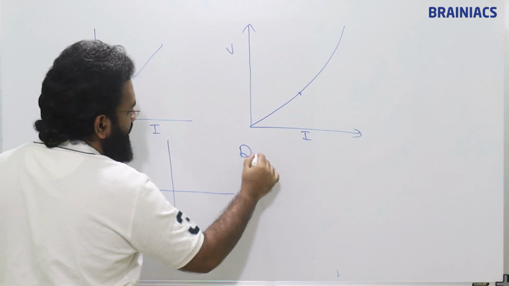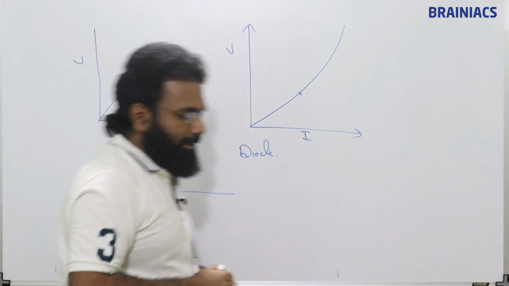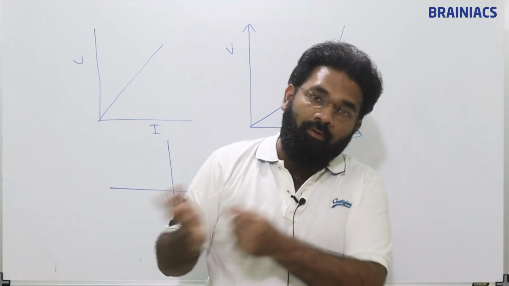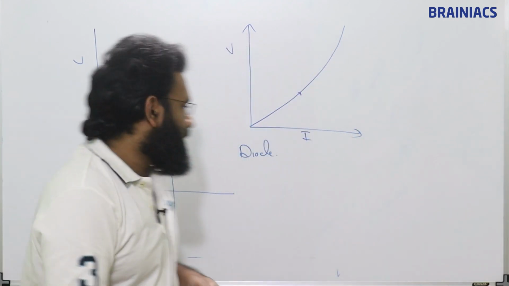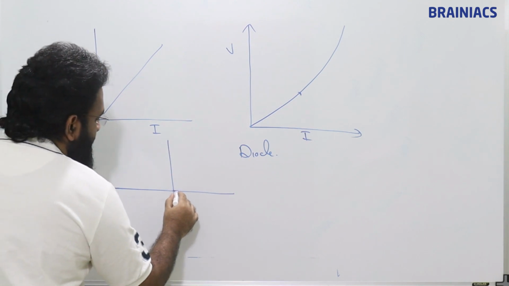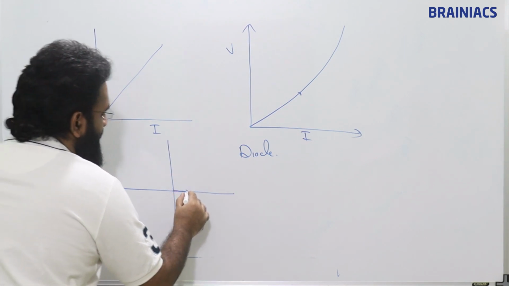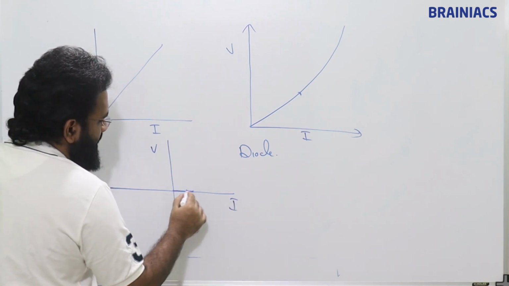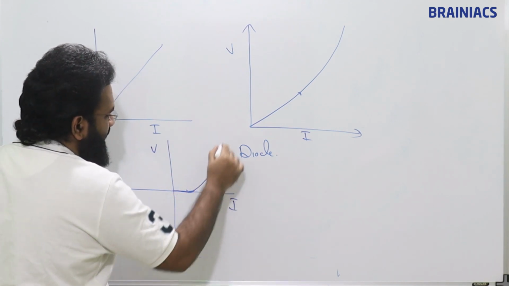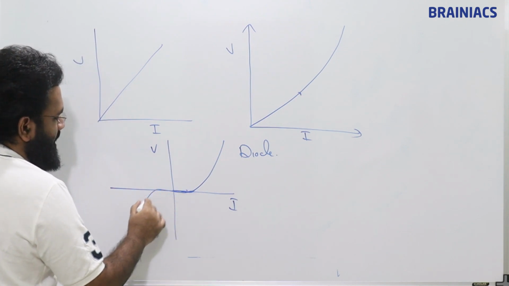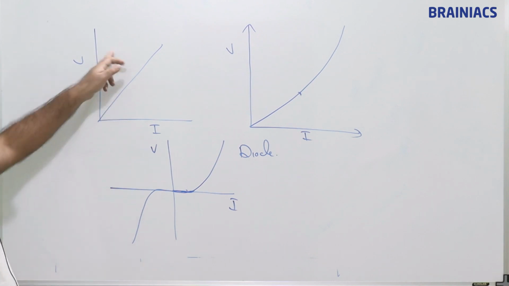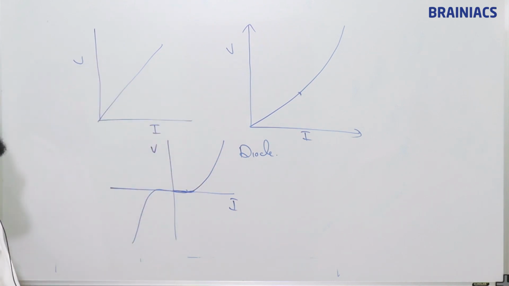See, take a diode; this diode we will study in semiconductor electronics, which comes at the end of the plus two. Here, for some time there will not be any current. This is V, this is I. For some time there will not be any current, and after some time there will be current. So this does not obey Ohm's law. This graph and these two graphs are different.